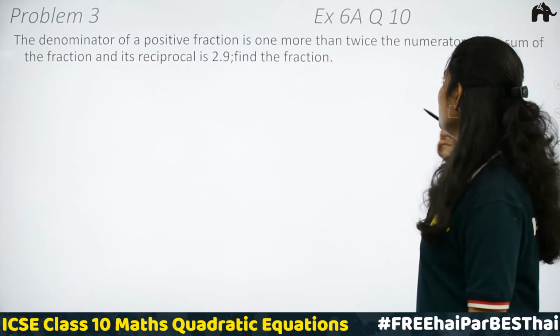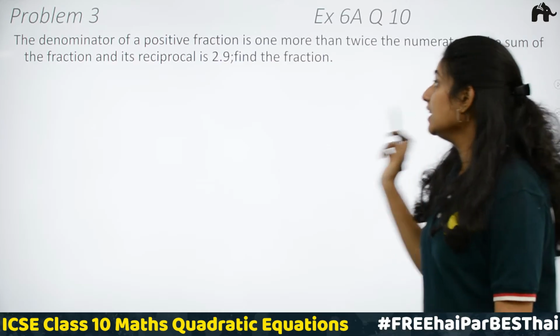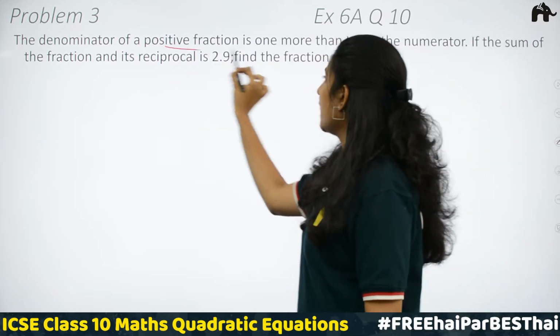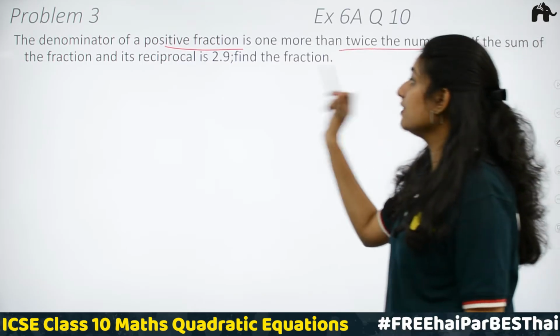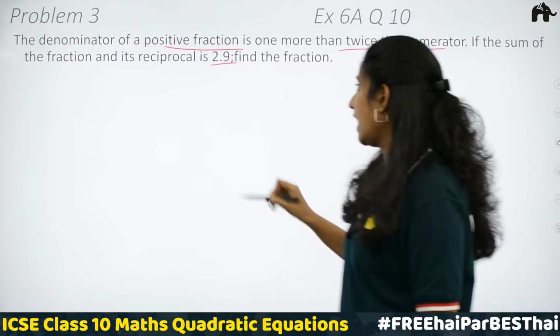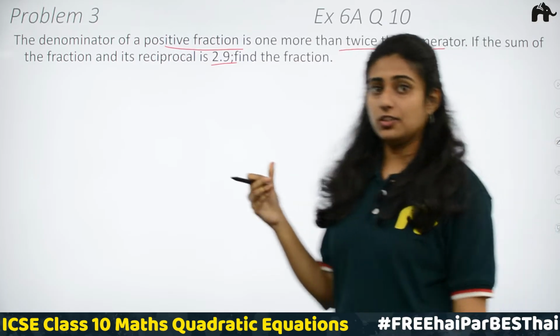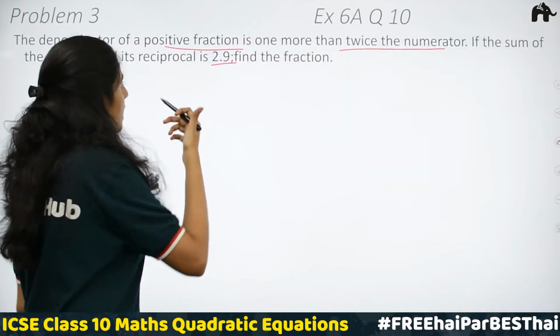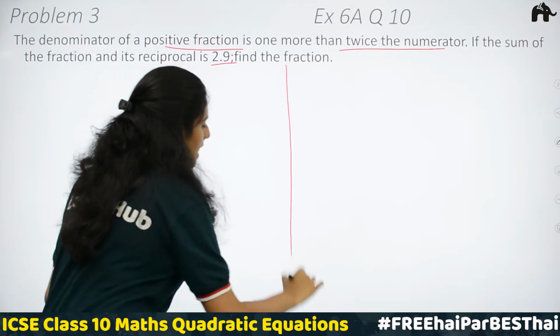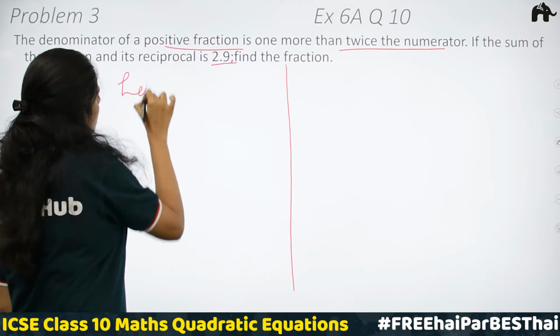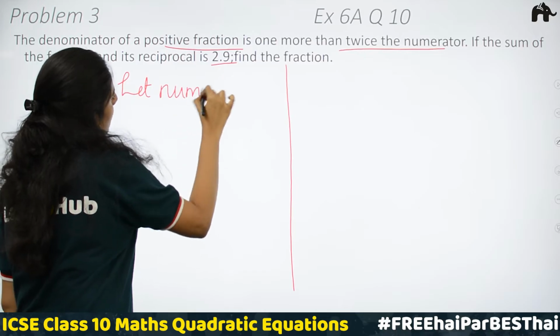4, 1 by 4. Okay. Next, problem 3, question 10 of exercise 6a. The denominator of a positive fraction is 1 more than twice the numerator. If the sum of the fraction and its reciprocal is 2.9, find the fraction. Okay, here it is given that the denominator is 1 more than twice the numerator. We can take the numerator as x. Let numerator be x.